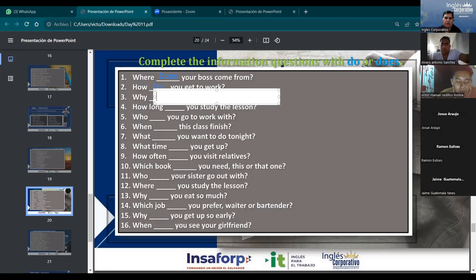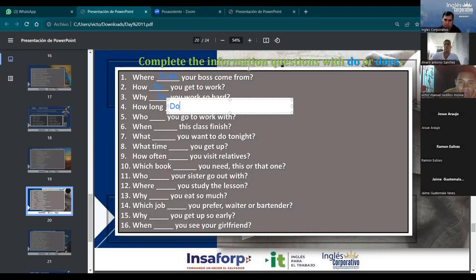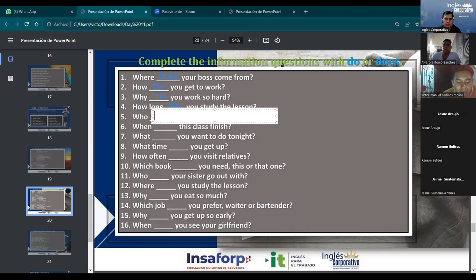Why do you work so hard? How long do you study the lesson? Who do you go to work with? No, no, it doesn't. Who does... Who do you go to work with?